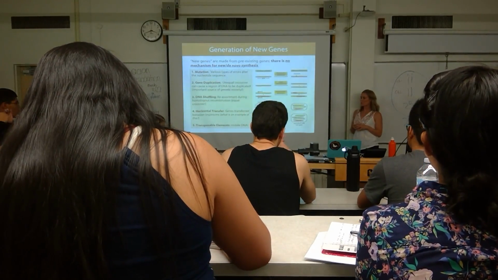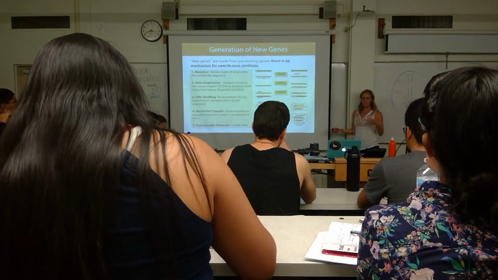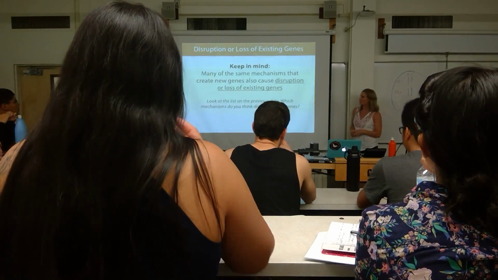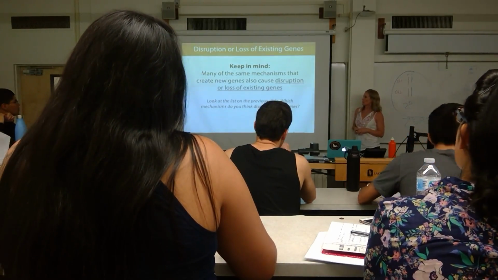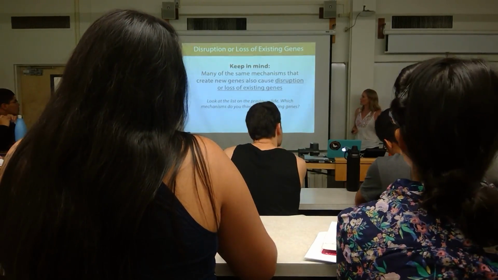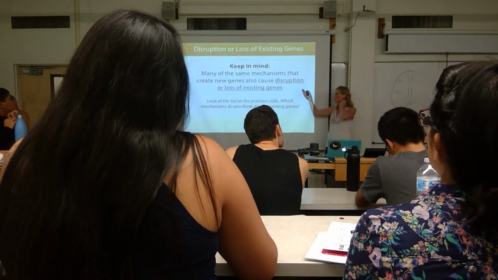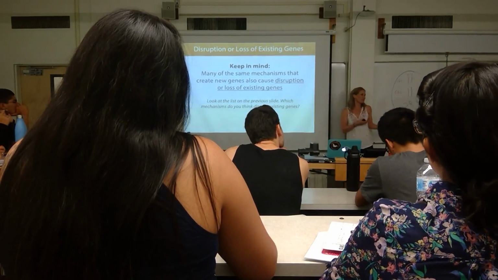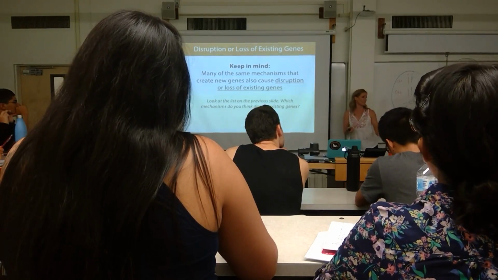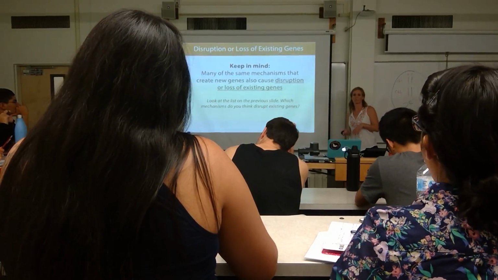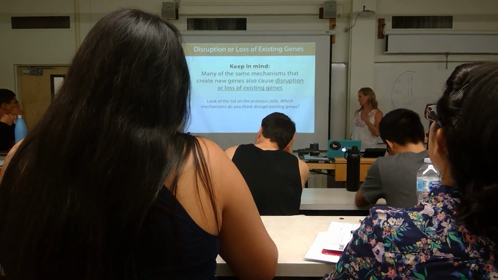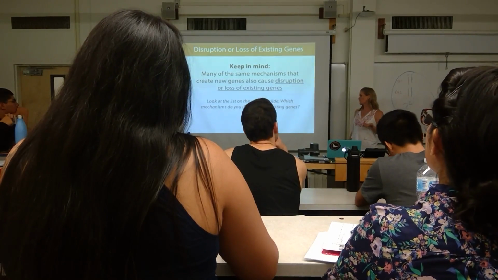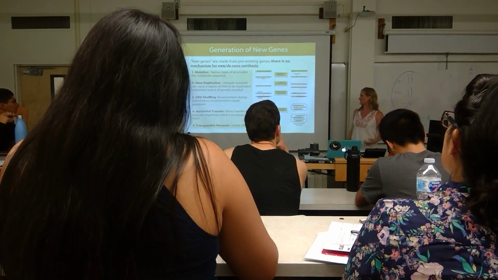So those are the 5 biggies, and now I'm going to go into more detail on all of them. And this is just my reminder to say this, and I already said it, but one more time, keep in mind that many of the same mechanisms that create new genes are also disrupting the gene that existed before. So just to have an appreciation for that. Which of these mechanisms disrupt existing genes?